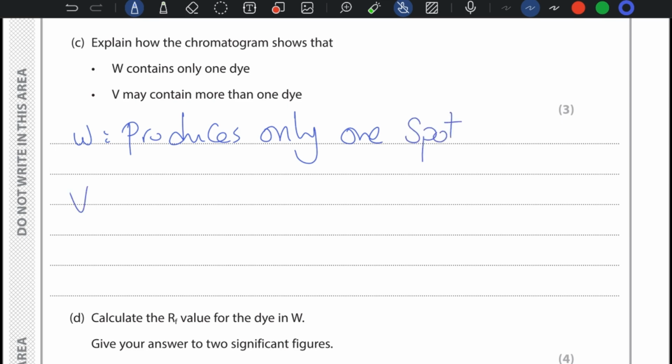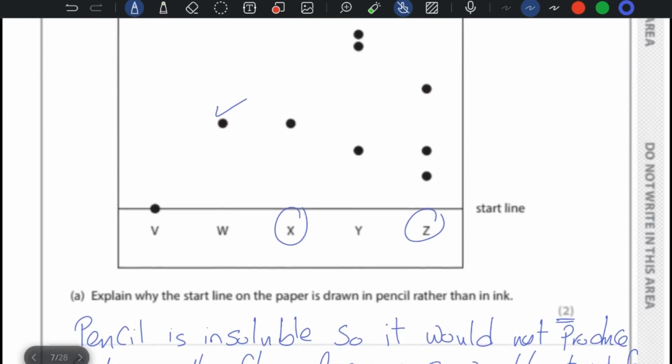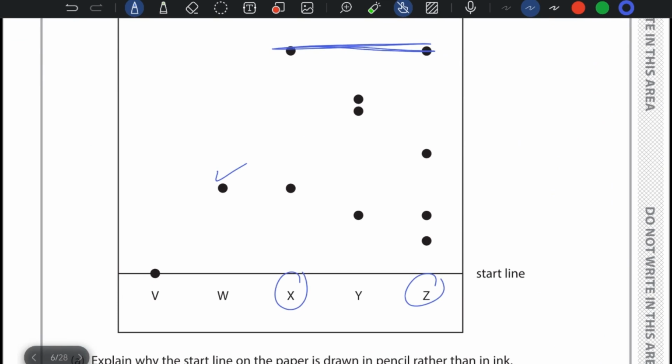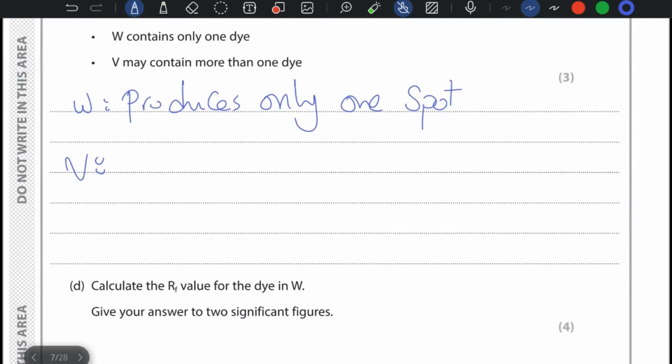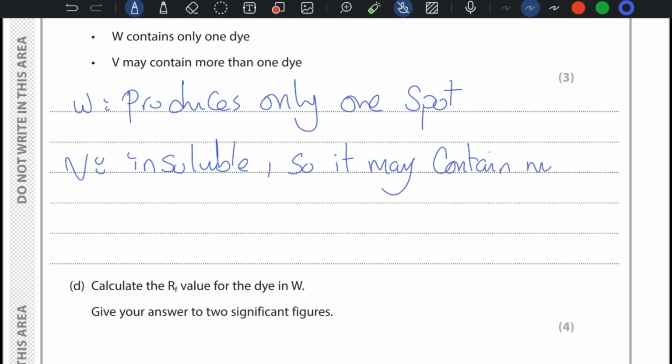For V, let's check V. It says V may contain more than 1 dye. If you check V, it has not traveled at all. Why has it not traveled at all? Because it's insoluble in the solvent used. So we can mention that V is considered insoluble. So it may contain more than 1 dye, as it has not separated.